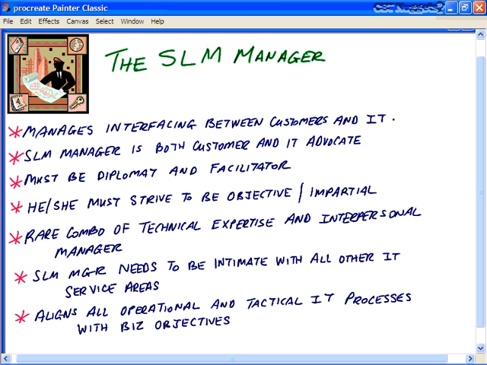Finally, let's talk about the service level management team manager. This could be the team leader. It could be the leader of the working group. Typically, though, SLM itself is a team-oriented function. The goal of service level management is to manage the interfacing between customers and IT.